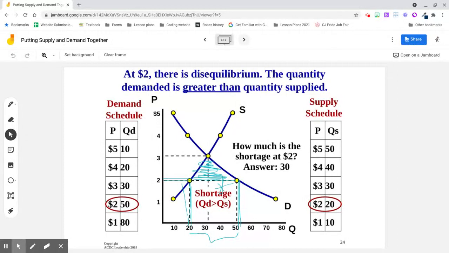Here it is. They're giving you the demand and the supply schedule. At $2, it's 50. At $2, it's 20. That means here's our equilibrium. Look where we are. We're running low. That means we have a shortage. If we're running high, that means we have a surplus. Make sure you understand that.